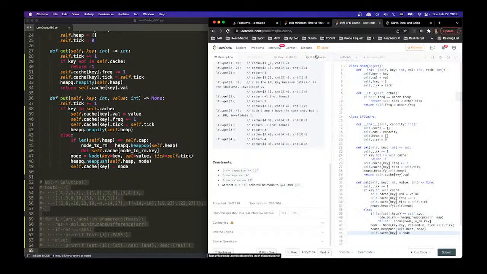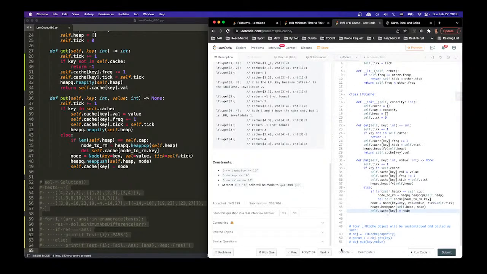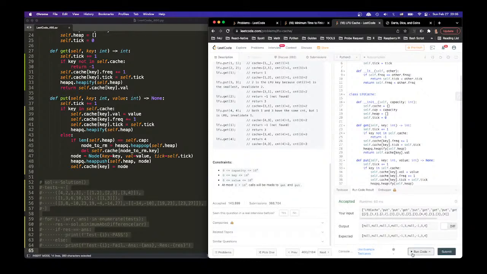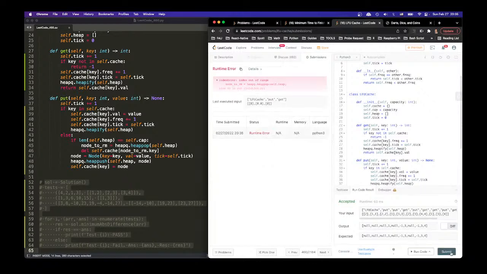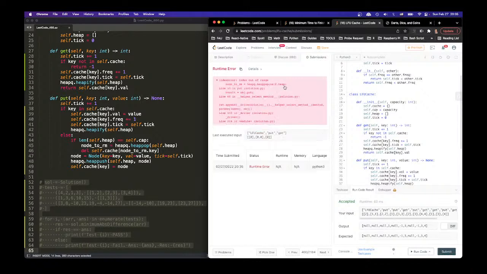Oof. All right, let's run it and see if it's correct. All right, seems to be correct in this one. I'll just go for it. There's no way I can know, right? I think runtime error. What the heck is this? Index out of range.